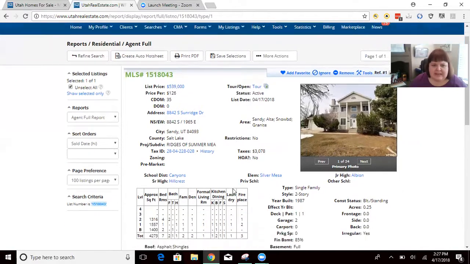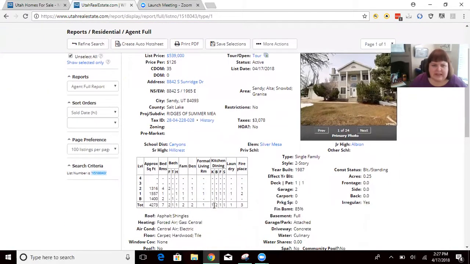It is, let's see, 7 bedrooms. Looks like it's just under 4,300 square feet. It's a 2-story with a basement, built in 1987, has a 2-car garage.